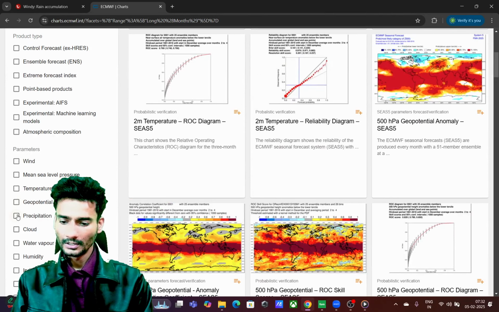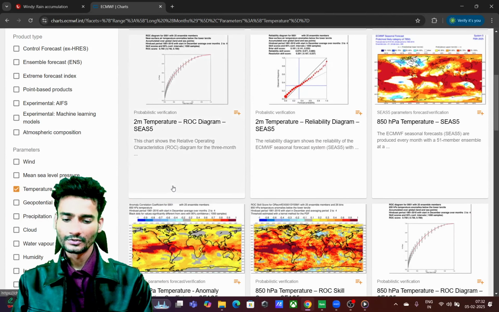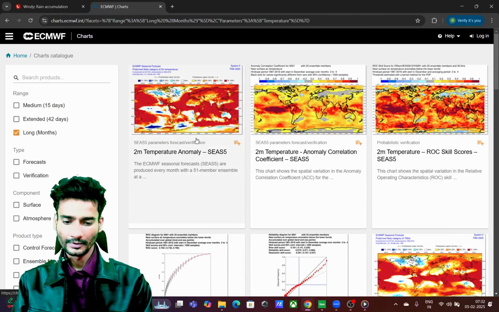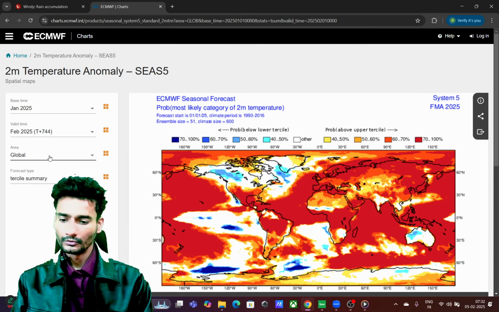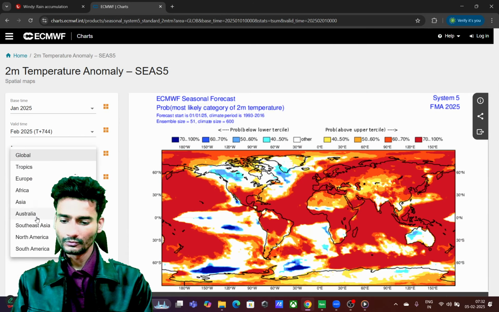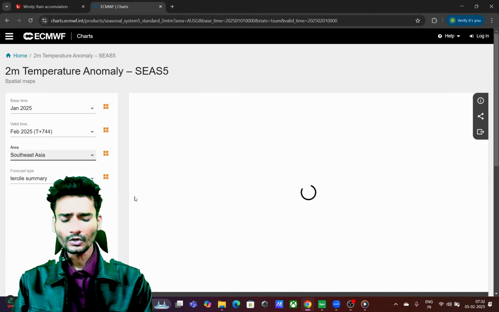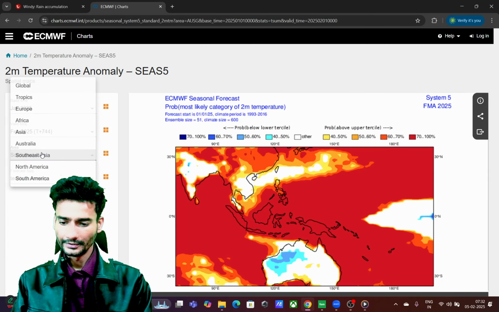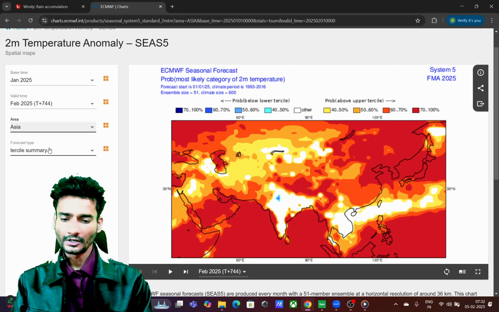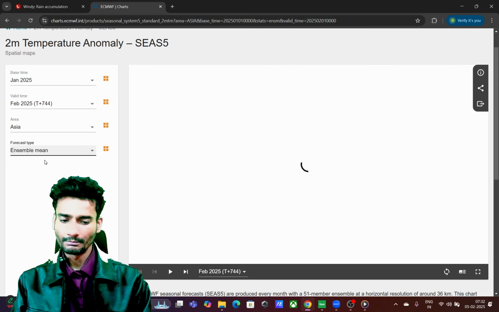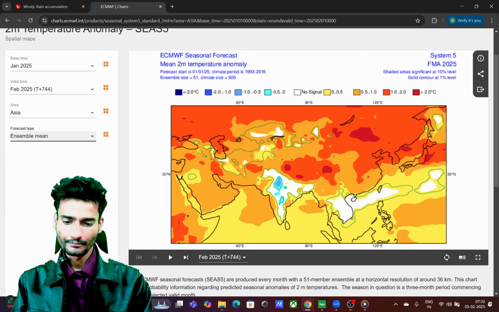So first, let's start with the temperature, which is much of the concern as summers are on our doors. So from the global, let's go to the Southern Asia or Southeast Asia rather. Southern Asia would work better, I guess. Yeah. So this is the tertile summary. Let's see the ensemble mean. So it will give us more idea.